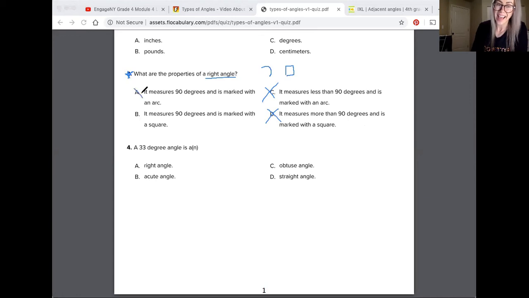One of them says A, it's an arc. No. When we have 90 degrees, we have to mark it with a square, right? That's how we know. So the answer for that one is B. That is your free answer.